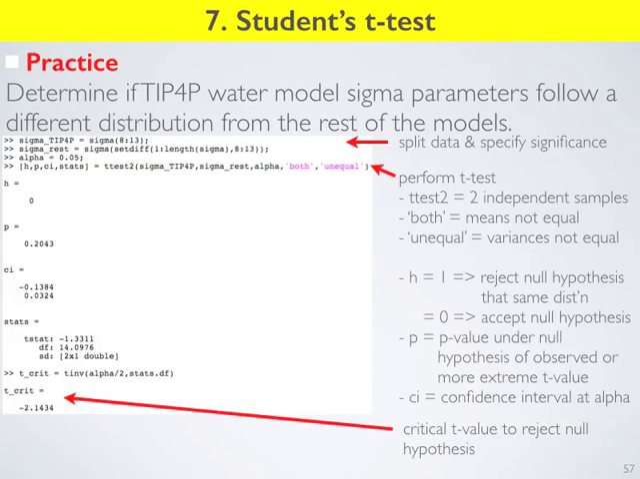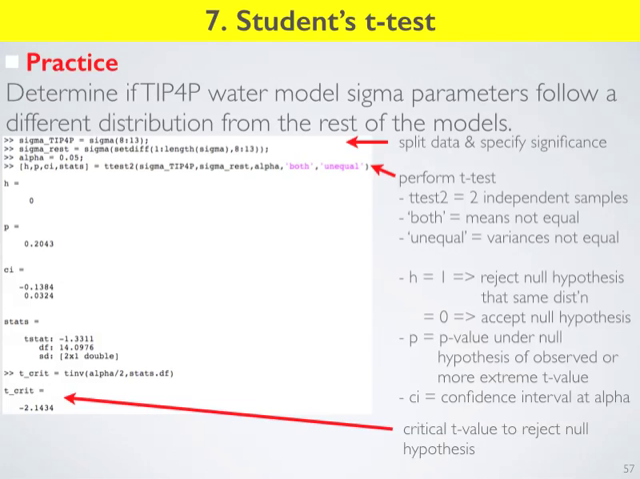So how do we perform the t-test? Very easily, just in one line. And so the call is ttest2. So why is it ttest2? Because we're having two independent samples. Then we need some parameters. And so we've got some arguments. We've got our tip 4P sigmas. We've got the rest of the sigmas. We've got our alpha, which is our significance level of 5%. Then we've got two arguments, both and unequal.